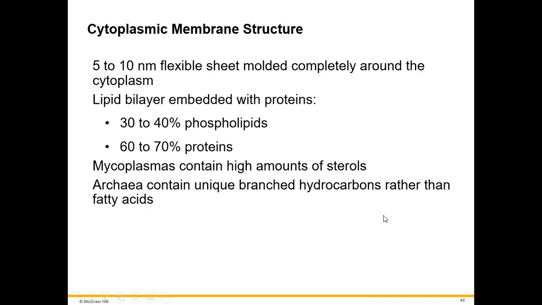The cytoplasmic membrane is about 5 to 10 nanometers. It's a flexible sheet that holds completely around the cytoplasm. The cell membrane is a phospholipid bilayer embedded with proteins. It's composed of about 30 to 40% phospholipids, 60 to 70% proteins. The mycoplasmas have high amounts of sterols. Archaea contain unique branched hydrocarbons rather than fatty acids in their cell membrane.